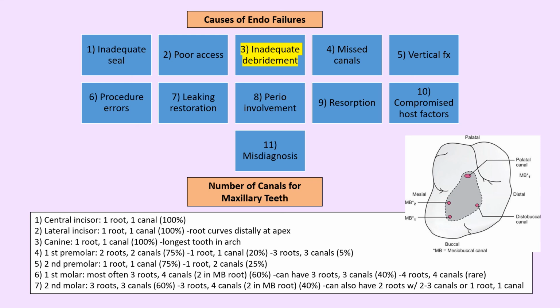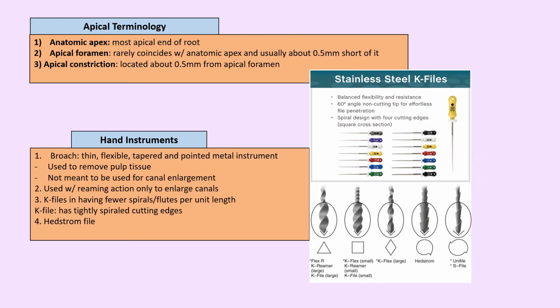Now, how many canals are present in the maxillary and the mandible? It's a simple memorization that you can go through. Rotary instruments. So you can see in the hand instruments, we have the broaches, barbs, file. Broaches are used in the beginning for extirpation of your pulpal tissue once you have made the access cavity and located the canal, but they're not for cleaning or enlarging the canal. They are very thin, they can easily break.